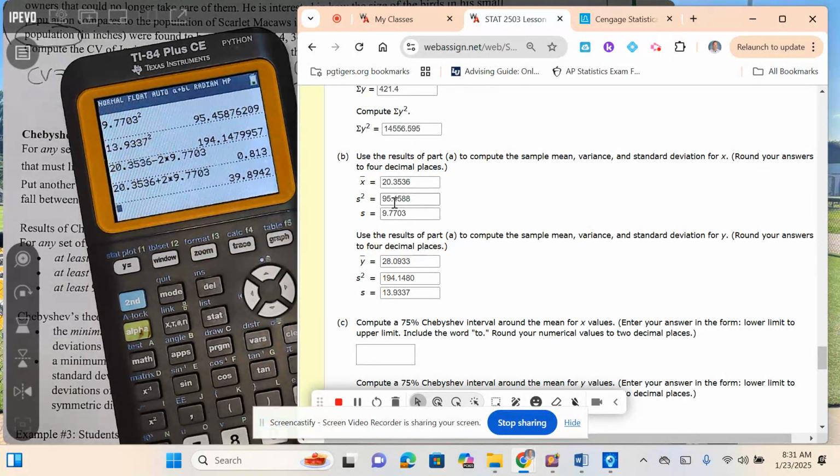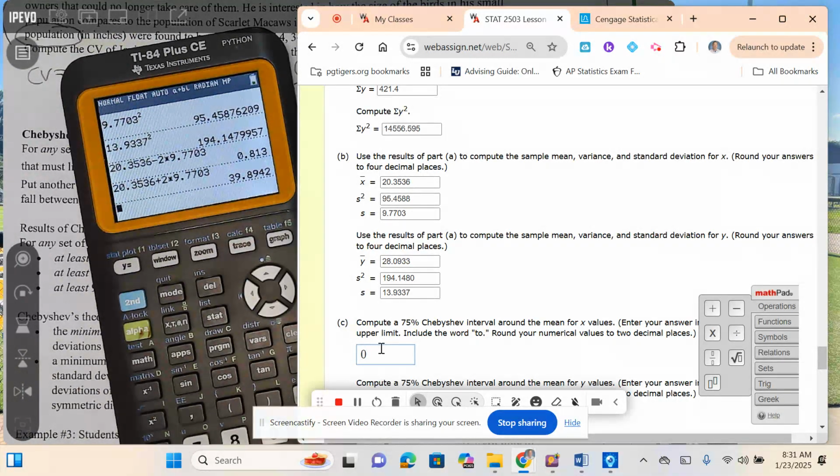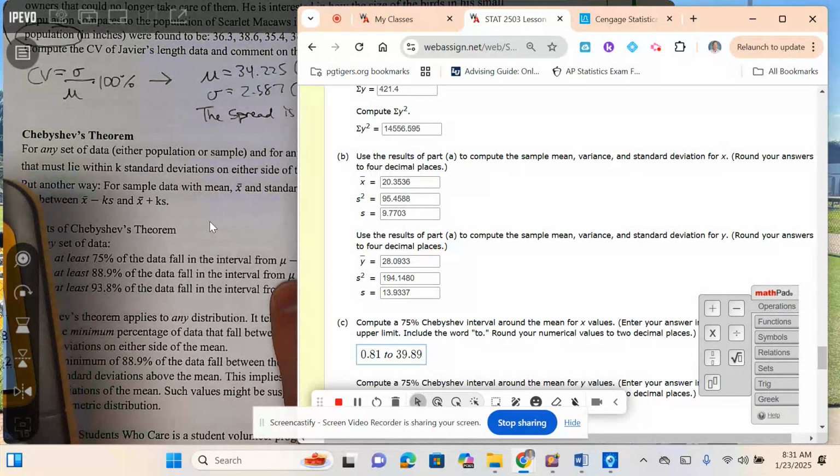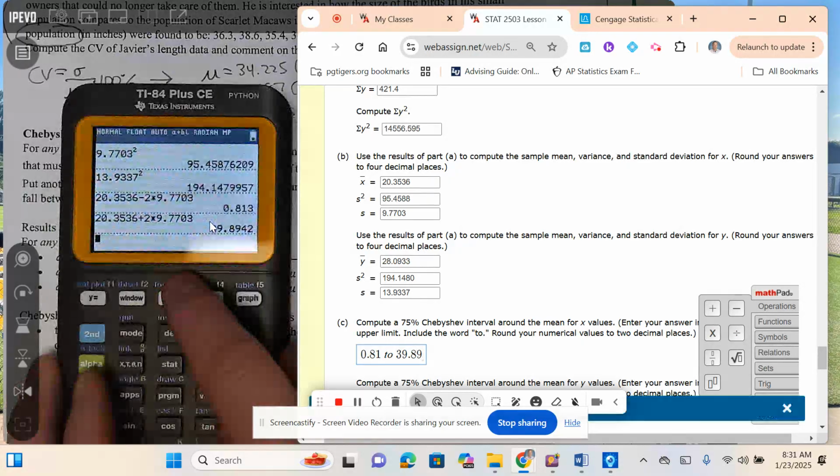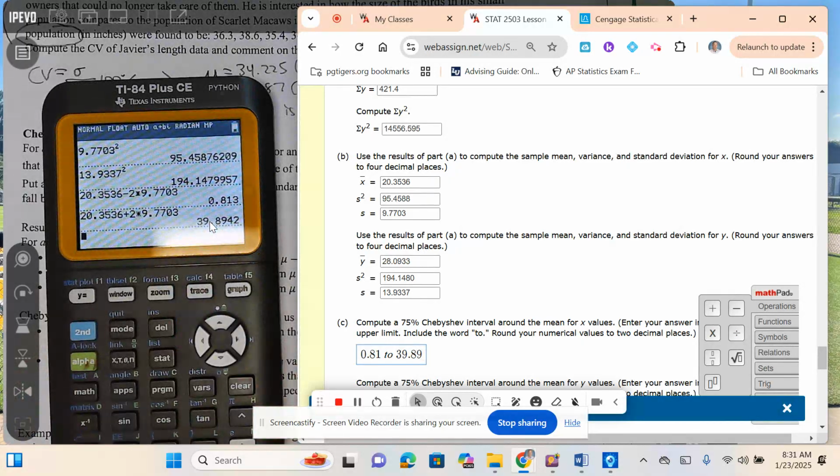And how many decimal places do we want? 2. So now this one's a little different. So I'm going to put 0.81, and I'm going to put the word 2, 39.89. I almost did the comma thing again. So the Chebyshev's formula is just take the mean and subtract 2 standard deviations, so 2 times standard deviations, and then the mean plus 2 times the standard deviation. Okay.